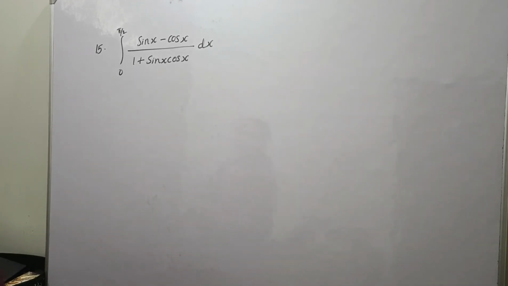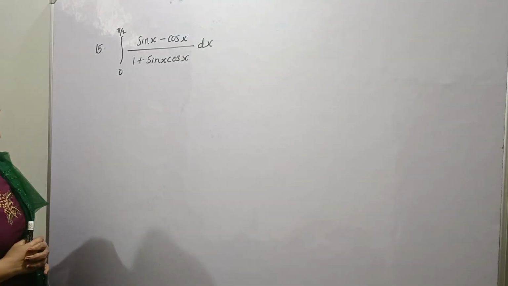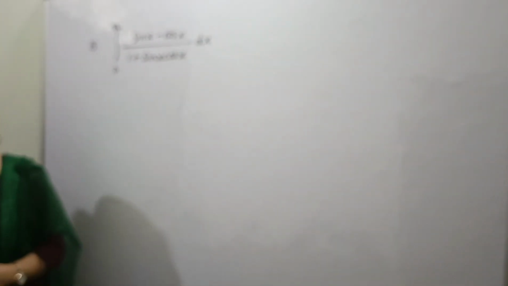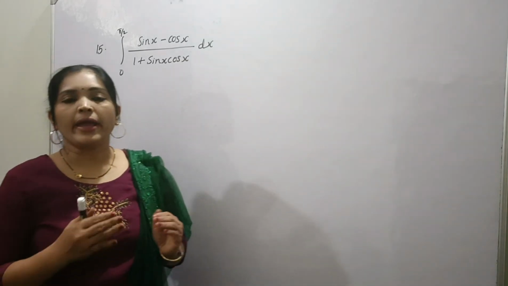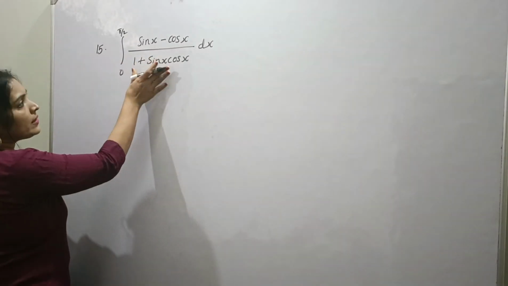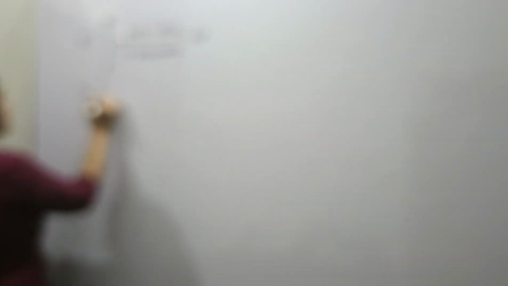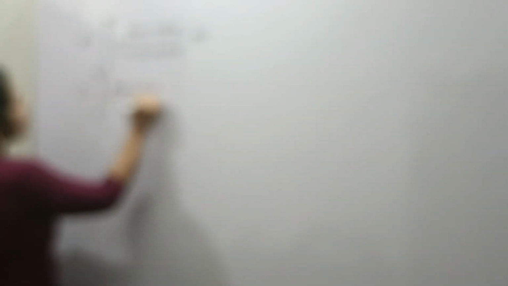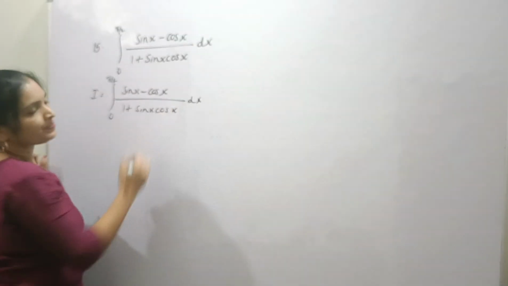Evaluate integral 0 to pi by 2 of (sin x minus cos x) divided by (1 plus sin x cos x) dx. Okay. See here also the given definite integral is of the form integral 0 to a f of x dx, that is integral 0 to a f of a minus x dx. Okay. So here let us take the given integral as I. Let I is equal to integral 0 to pi by 2 of (sin x minus cos x) divided by (1 plus sin x cos x) dx.